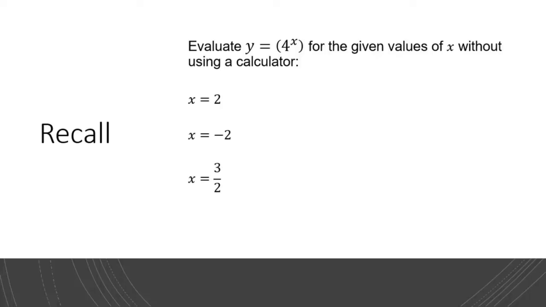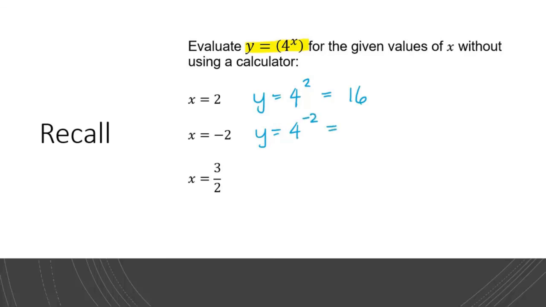Before we get too much further, let's do a quick review of how exponents work. So we're going to evaluate y is equal to 4 to the power of x for 3 values of x, and we'll practice doing this without our calculators. So in the first example, we have y is equal to 4 to the power of 2. 4 squared is just 16. So if x is equal to 2, y is equal to 16. In the second case, we're told that x is equal to negative 2, so y is equal to 4 to the power of negative 2.